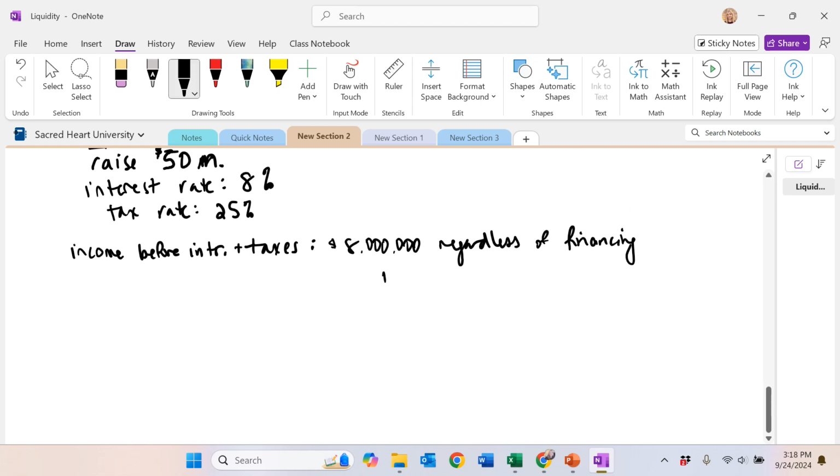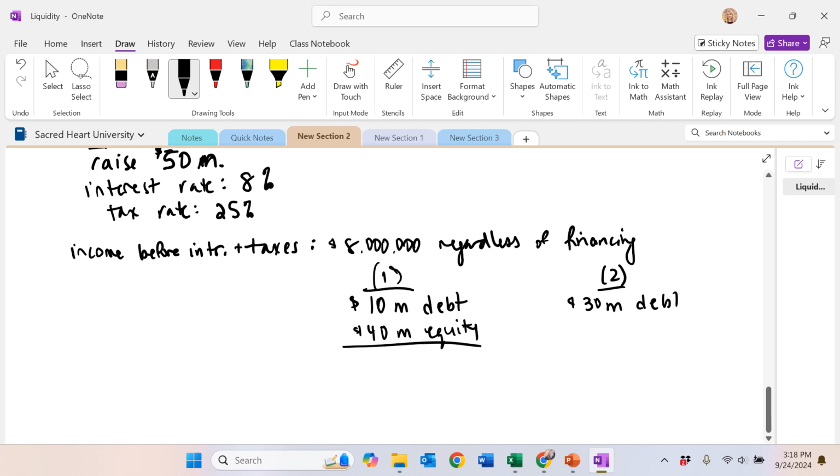Okay, so let's look at two different scenarios here. One is if the company issues $10 million in debt, perhaps a borrowing from a bank or issuing bonds payable to the public. And then the rest of the 50 million would be issuing stock. So maybe they issue 40 million in shares of common stock. This is alternative one. Alternative two is if the company borrows $30 million in debt and then only needs to raise $20 million in equity.